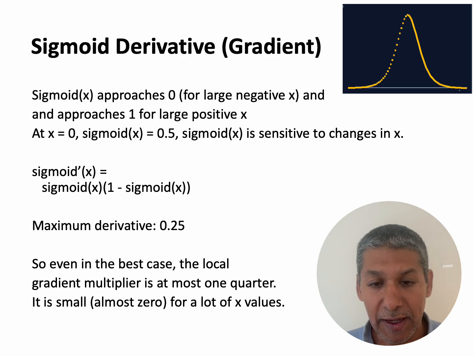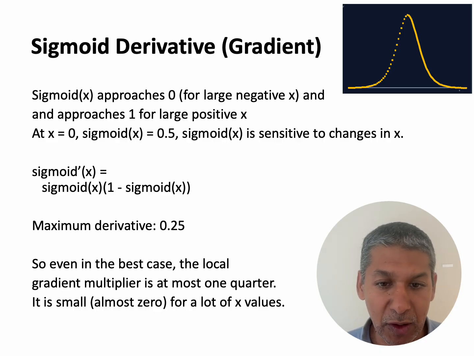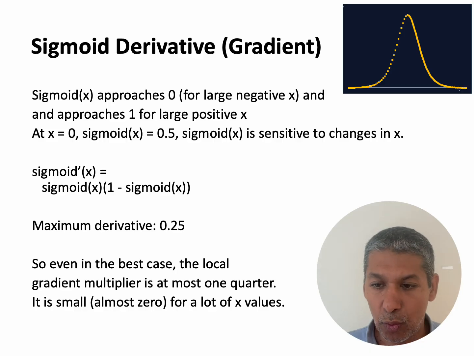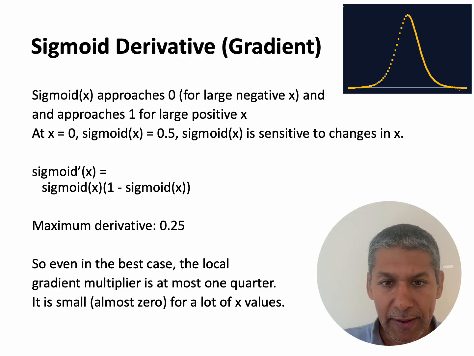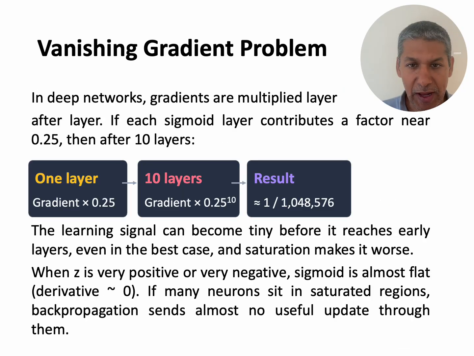Okay. In many cases, sigma prime x, that means the derivative, will be 0, especially when x is very low or very high. Only around x equal to 0 is sigma prime x substantial, where specifically for x equal to 0, you have sigma prime x maxing out. Okay, so it's 0 for a lot of x values.